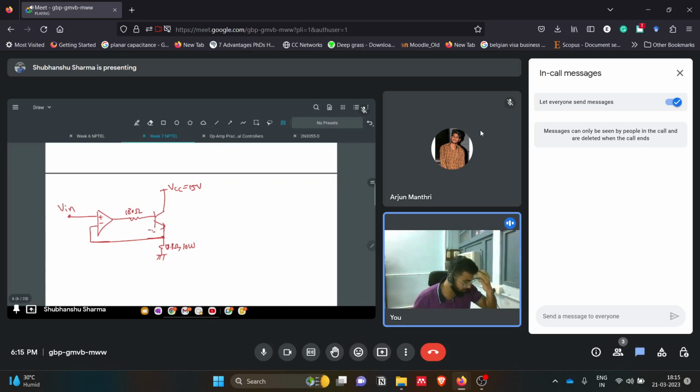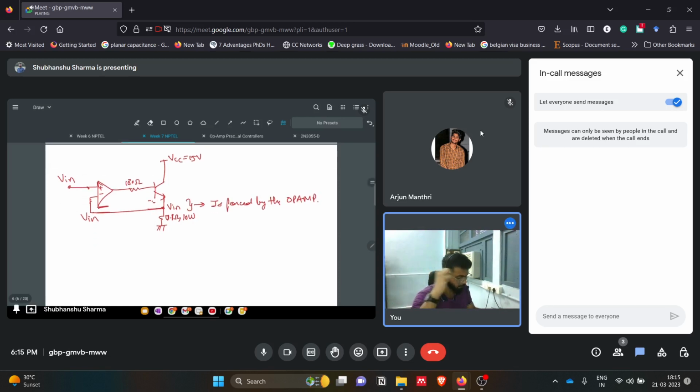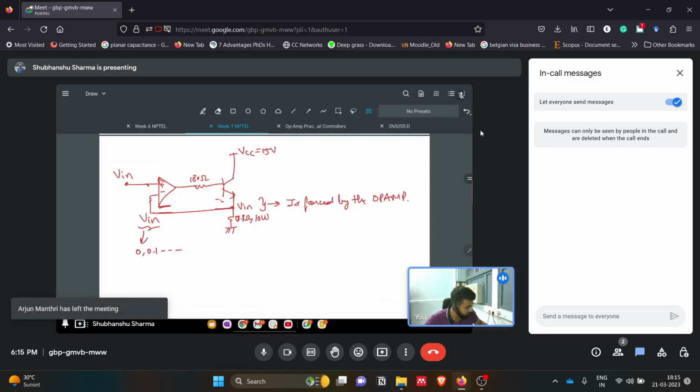This current will be conducted, but at the same time this op amp will be acting as a voltage follower. So there will be a concept of virtual short here. V in will be here, we will get V in here. So we can say this V in is forced by the op amp. The op amp is maintaining this V in. As we saw in the lectures also, if we increase this V in in steps of 0.1 volt, let's say 0, then 0.1 and so on, then accordingly we can get the current.